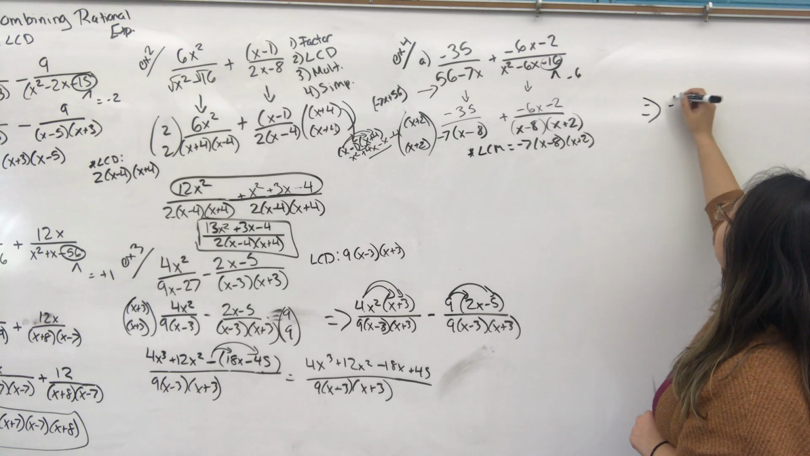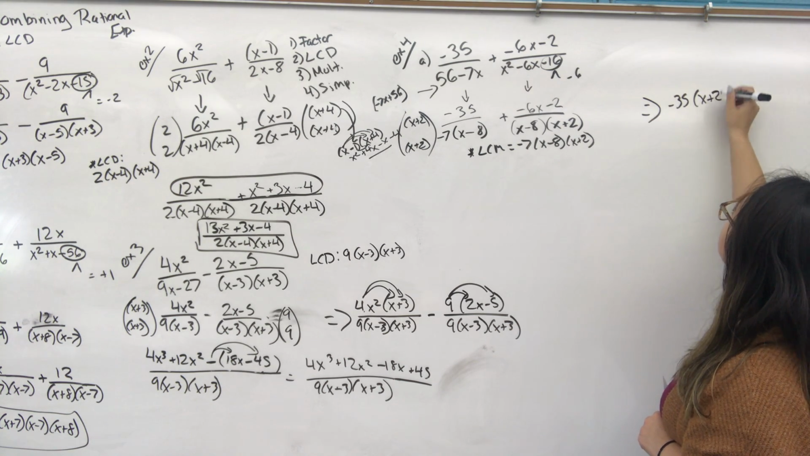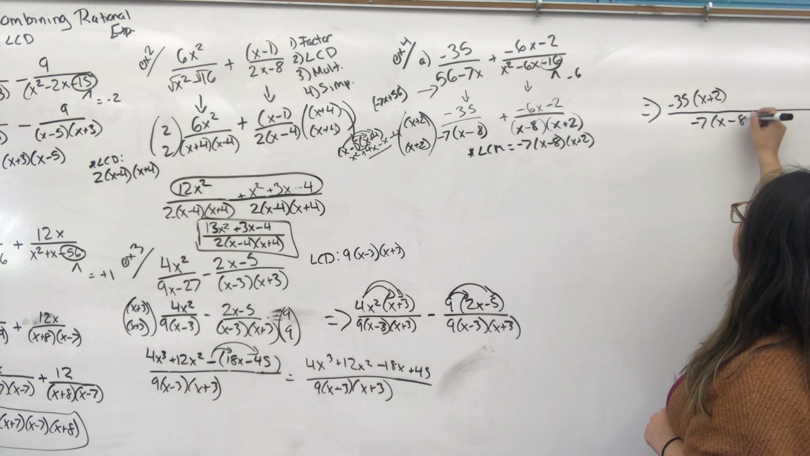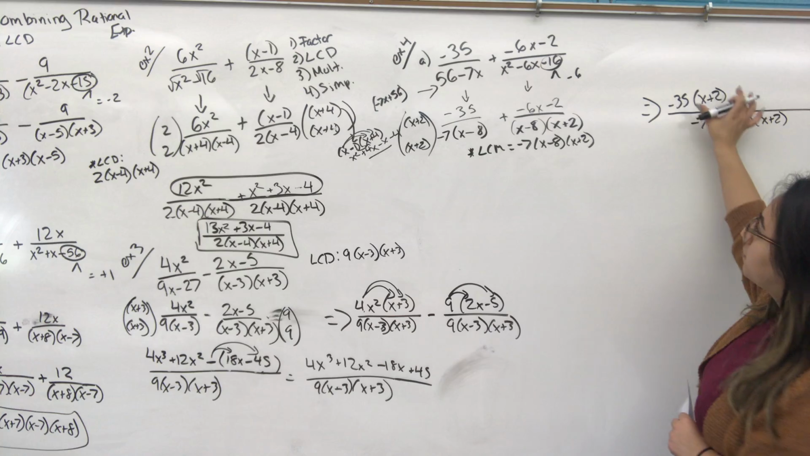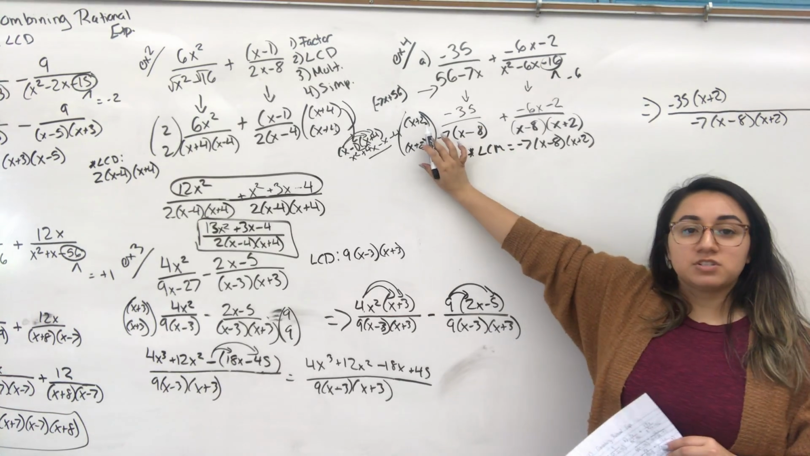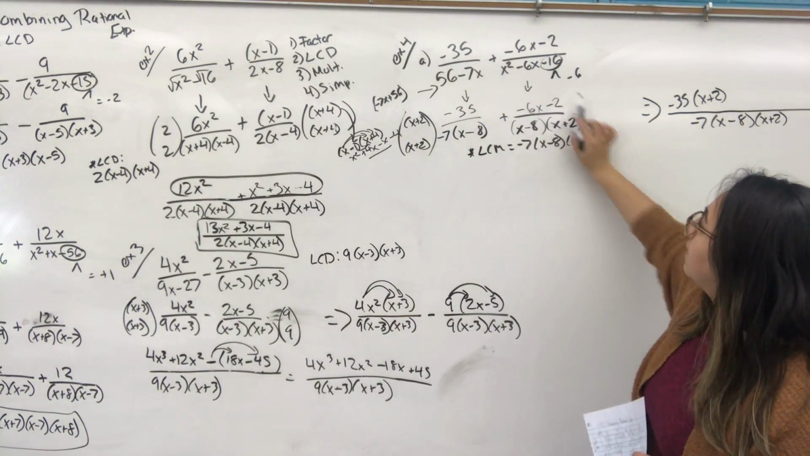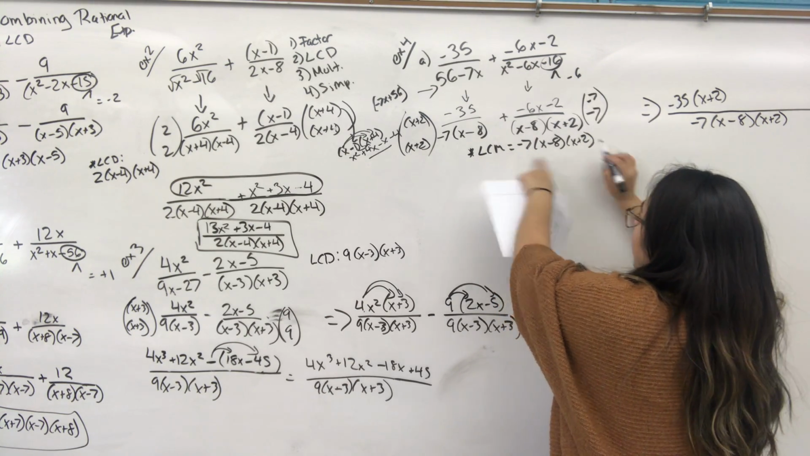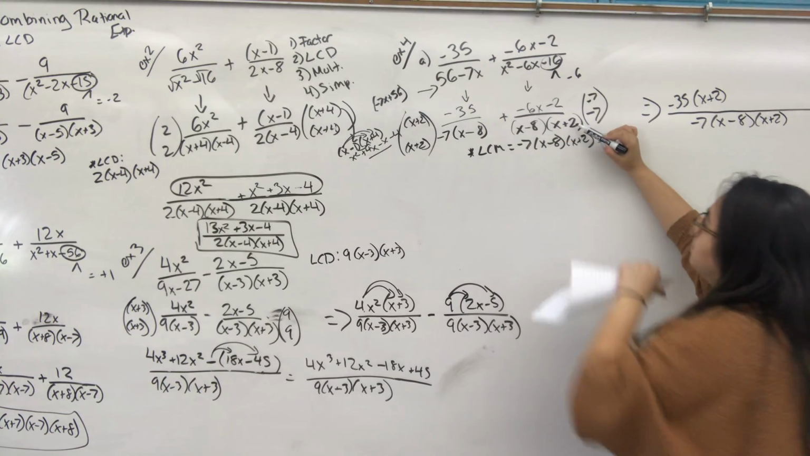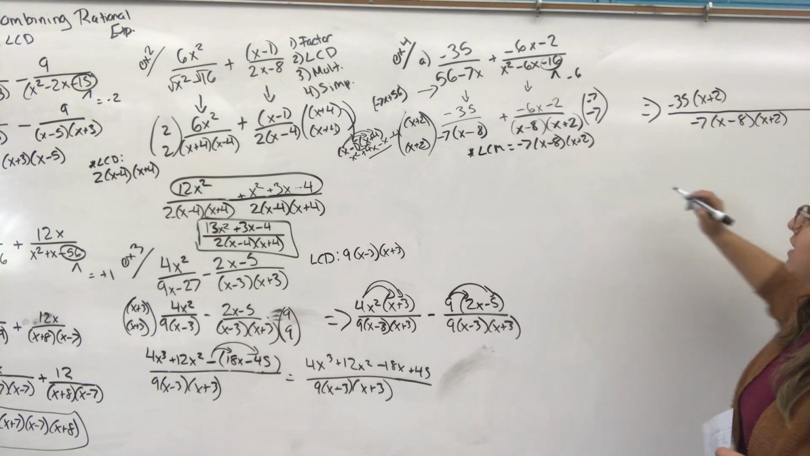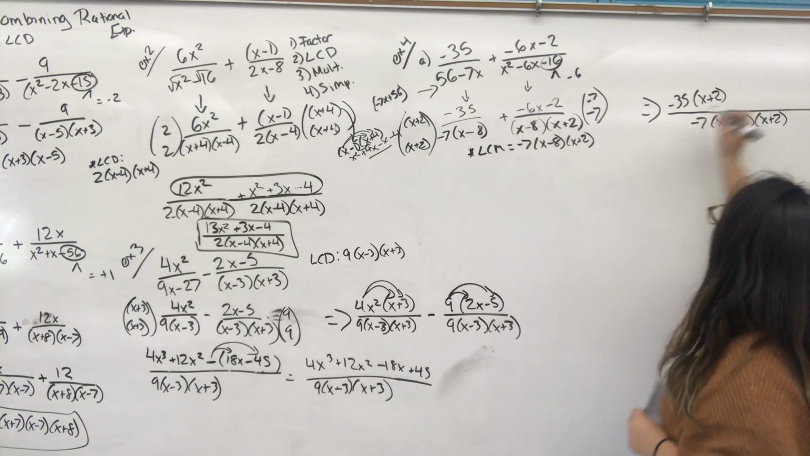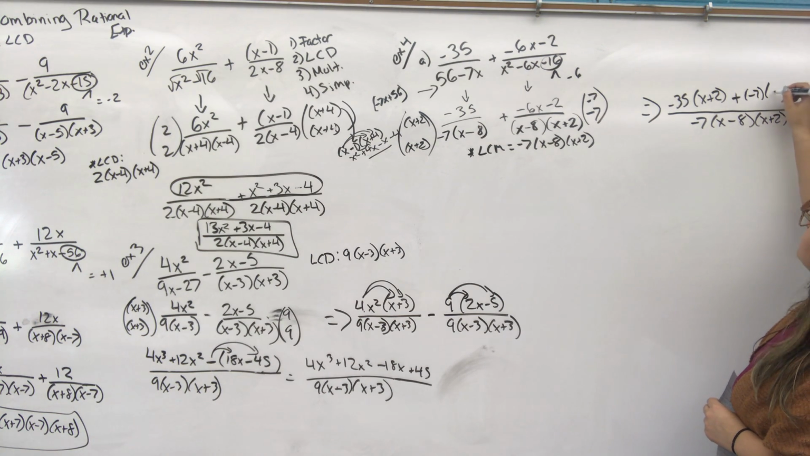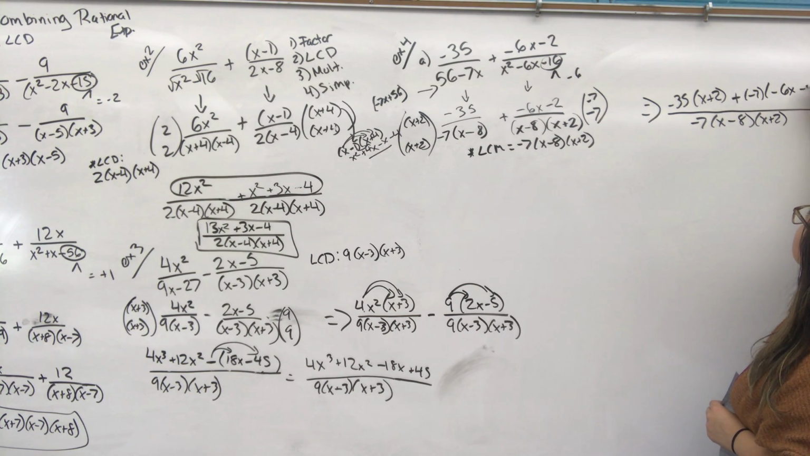When I do that, I have negative 35 times x plus 2 over, I'm going to multiply everything over the same denominator. Negative 7, x minus 8, x plus 2. So for the first one, I get negative 35 times x plus 2, and I'm going to multiply it out. On this side here, I don't have a negative 7, so I need to multiply the top and bottom by negative 7. I already have an x minus 8, I already have an x plus 2. So the only thing I need to multiply is negative 7. So then I get, the middle term is plus. Then I have negative 7 times negative 6x minus 2.